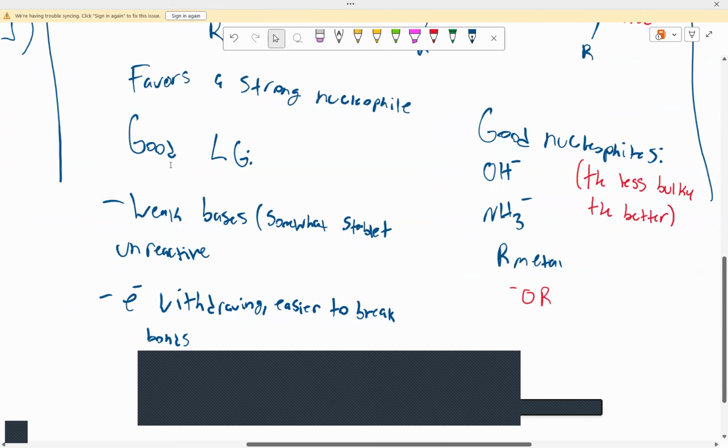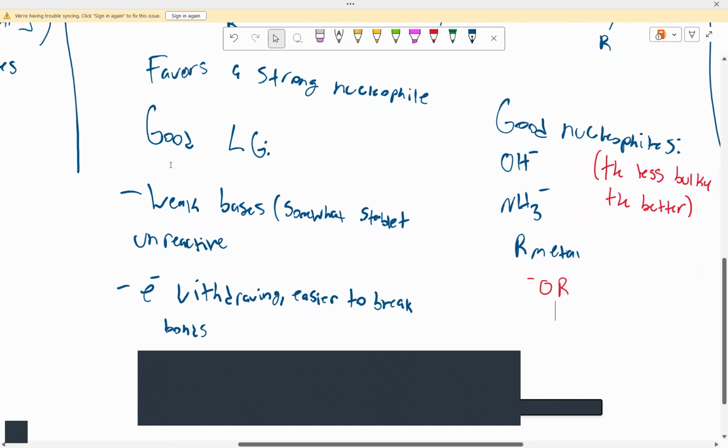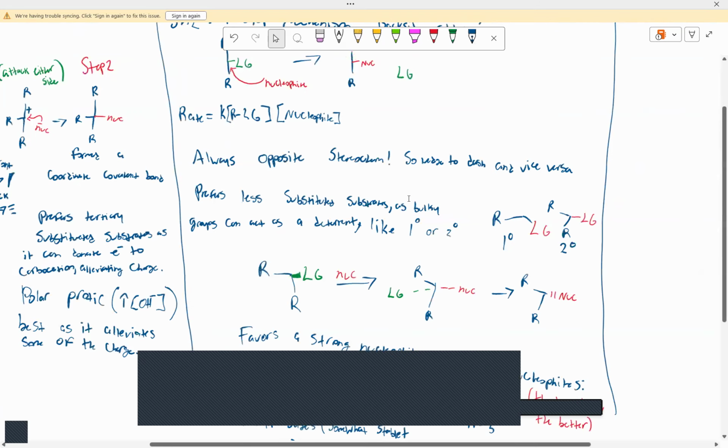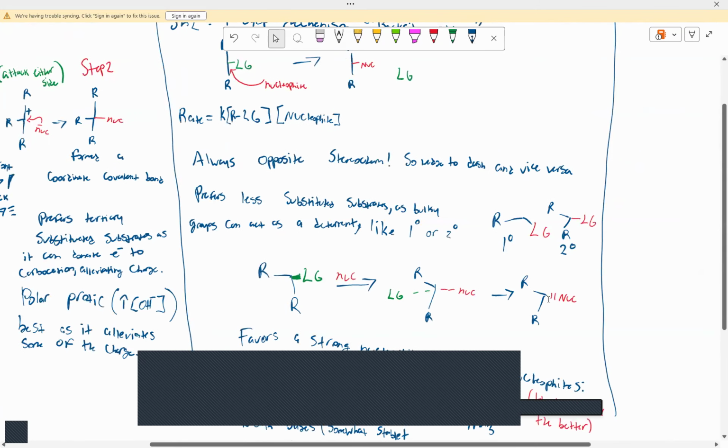And then a good leaving group, those are kind of weak bases, and so somewhat stable and unreactive. If something is a weak base, that means it won't have as strong a negative charge as it leaves. So it doesn't have to compete with the nucleophile that you're adding onto the carbon that the leaving group was initially on. You're not really changing it too much, so it's not going to compete with that nucleophile.